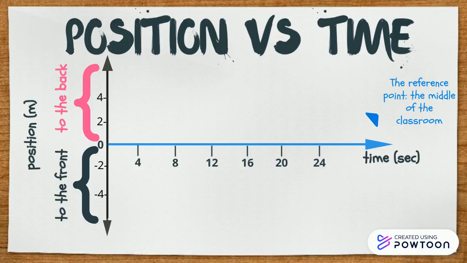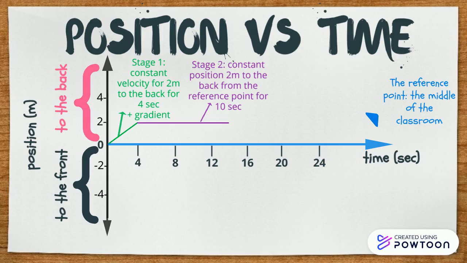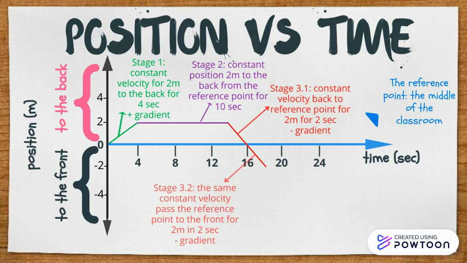Position time graph. The y-axis represents position in meters and the x-axis time in seconds. The positive y-axis represents to the back of the classroom and the negative to the front of the classroom. The x-axis is our reference point.